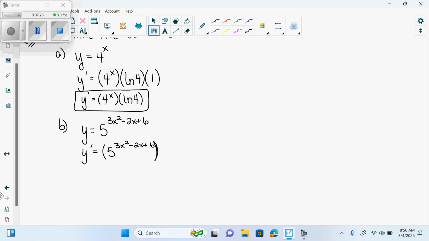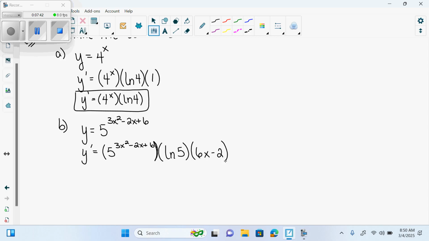Then my second step is ln-ing the base. So I'm going to get ln of 5, which is a decimal, so it just stays ln of 5. And then the last one is the derivative of the exponent. So if I have 3x squared, it's going to be 6x minus 2.